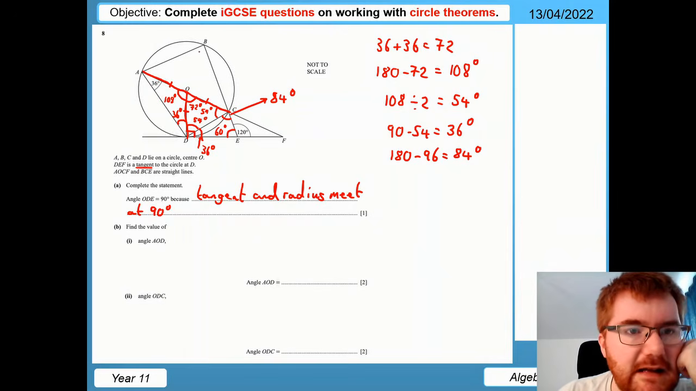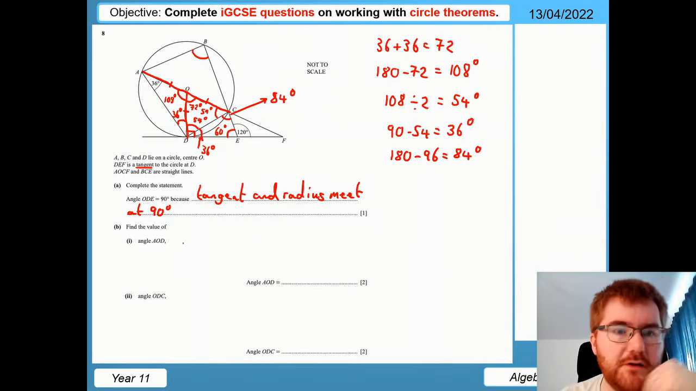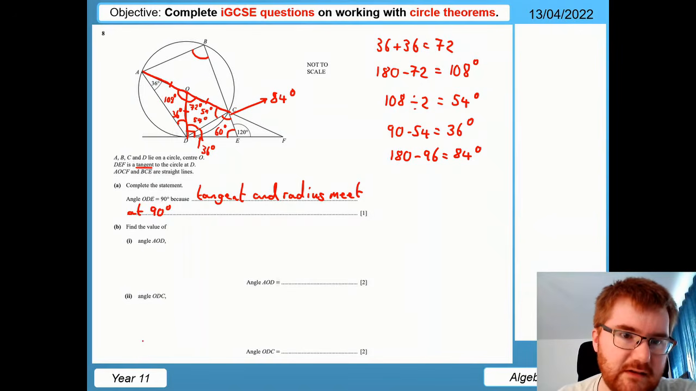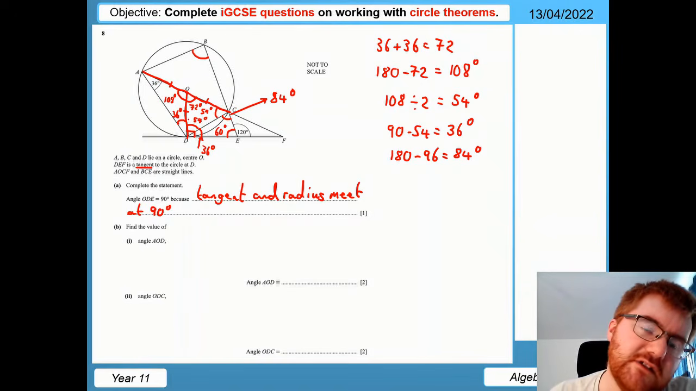We can also work out the angle at the top here because we have a cyclic quad. Now you're probably thinking, where's this cyclic quad? Oh, is this 90 as well?